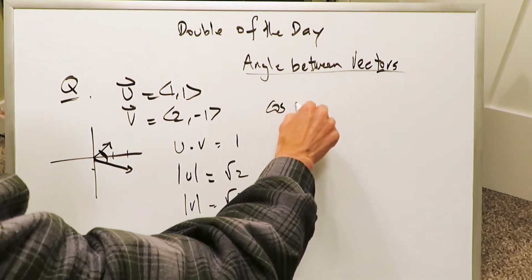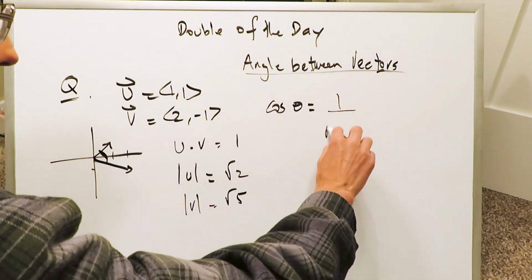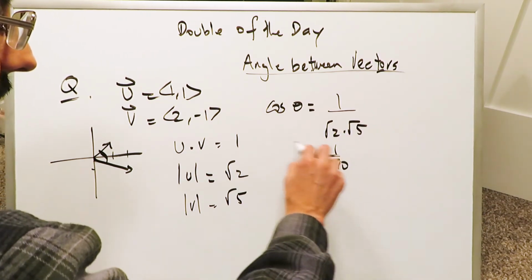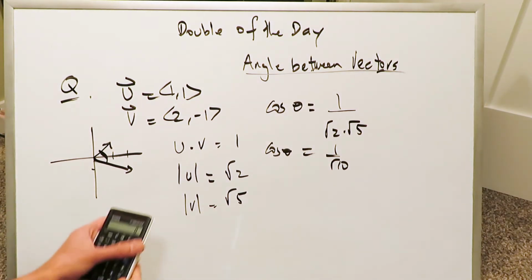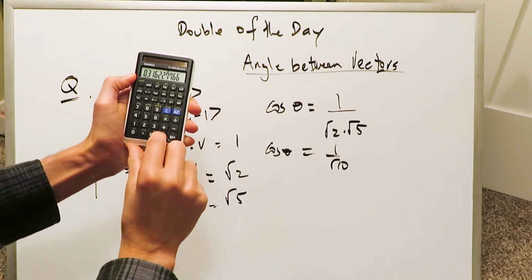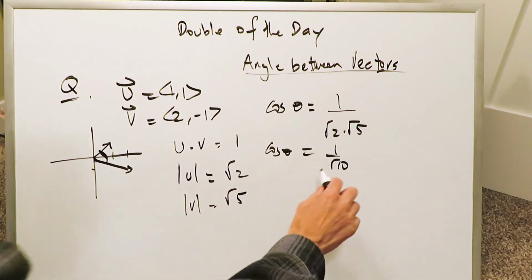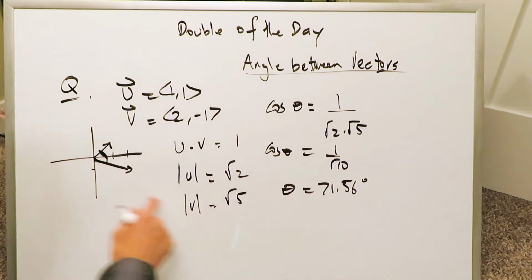So the angle between the two vectors, by this formula, is equal to the dot product divided by root 2 times root 5, which is 1 over root 10. So cosine theta is equal to this. Theta is equal to the inverse cosine of 1 divided by root 10. Do 1 divided by root 10 and inverse cosine it. I get 71.56 degrees. Theta is equal to 71.56 degrees. It makes sense. The angle over here would be 71.56 degrees, and I'm happy with that answer.